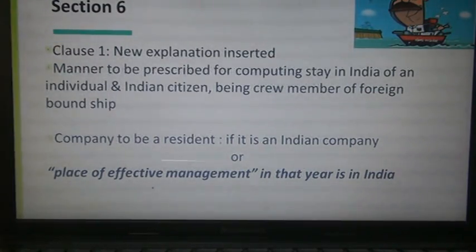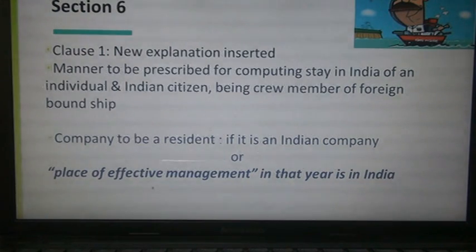stay in India. As we all know, crew members of Indian ships who were leaving for foreign shores were an exception to the second basic condition. So, in order to classify these individuals as residents, you always check the first condition, that is, their number of days stay in India was 182 days or more. Now, post this amendment, we will wait for a manner which will soon be notified for determining the computation of number of days stay in respect of individuals being Indian citizens leaving as crew members of foreign bound ships.